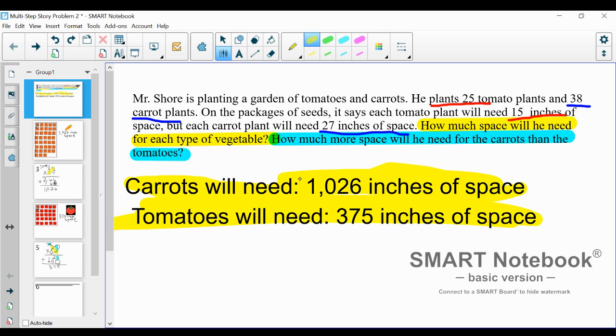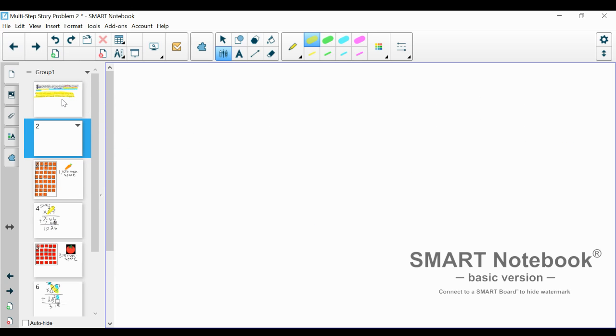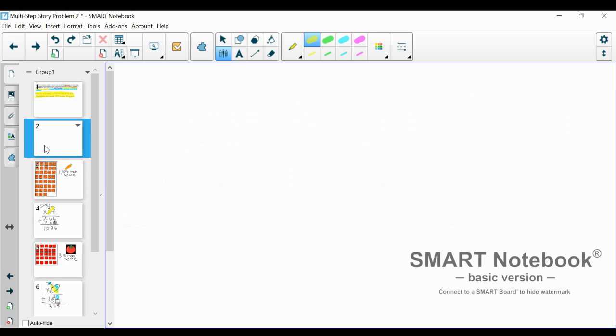Okay. All right, so now we still have one more question. We have our blue question here. It says, how much more space will he need for the carrots than the tomatoes? Okay, so the carrots need 1,026 inches of space, and the tomatoes need 375. So we want to know how much more these carrots need than these tomatoes. So we're going to subtract 375 from 1,026.